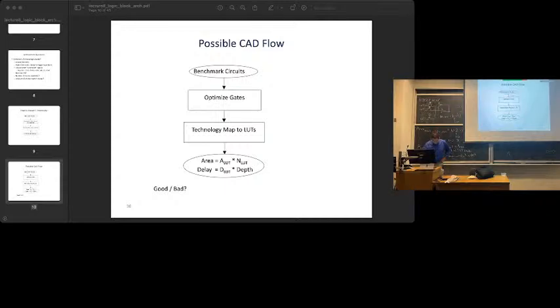So now I'd like to evaluate my architecture. So I'm going to say the area is the area of a LUT. I know how to estimate that. I'm going to do my transistor level design like we just did. And the number of LUTs. I get the number of LUTs because that comes out of the synthesis tool.